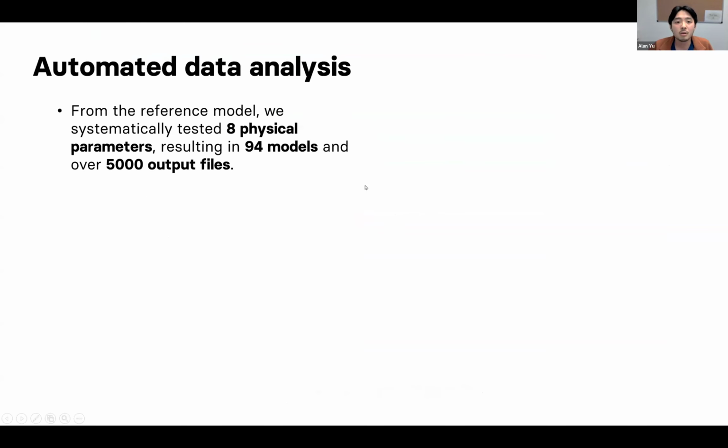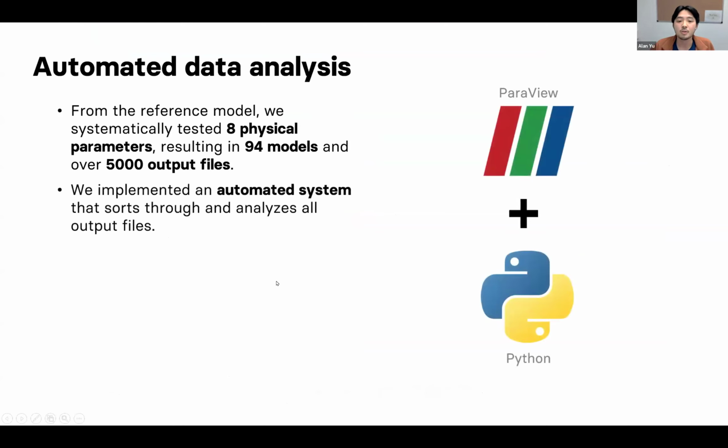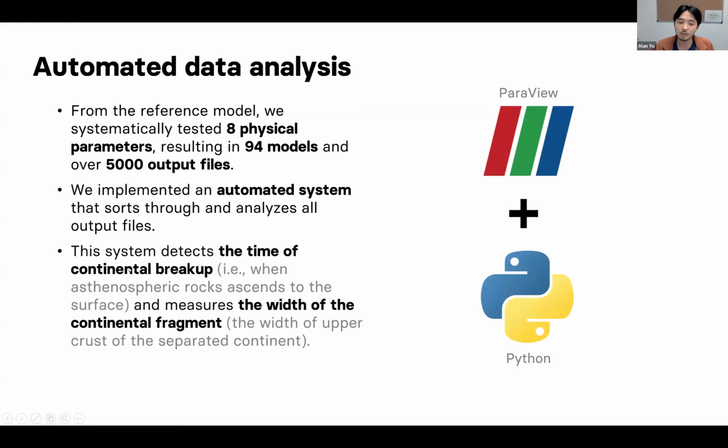So from the reference model, we systematically tested 8 different physical parameters. This resulted in a total of 94 models and over 5,000 output files. To sort through and analyze all these output files, we implemented an automated system using both ParaView and Python. This system can detect the time of continental breakup, which in this case we define as when the asthenospheric rocks ascend to the surface, and then measures the width of the continental fragment here.